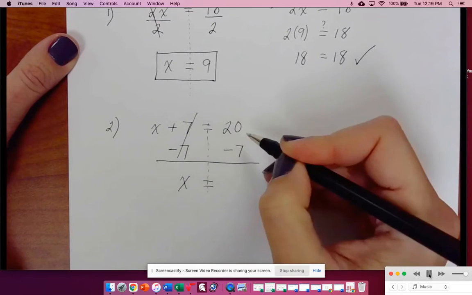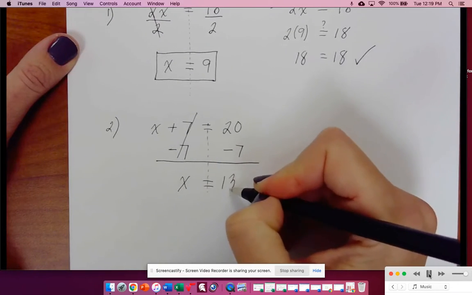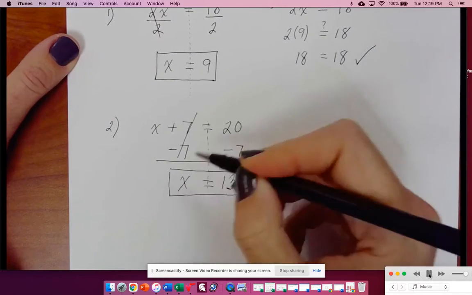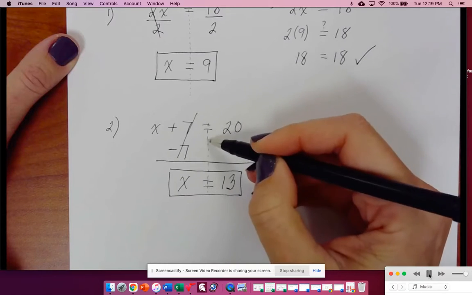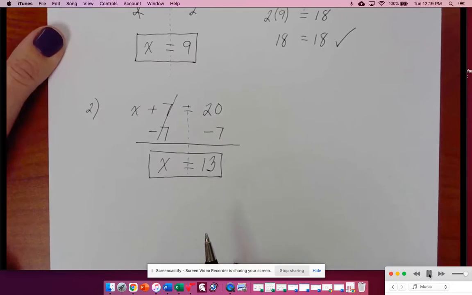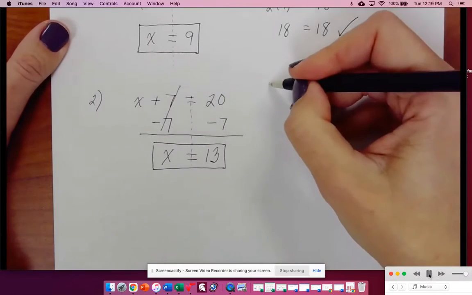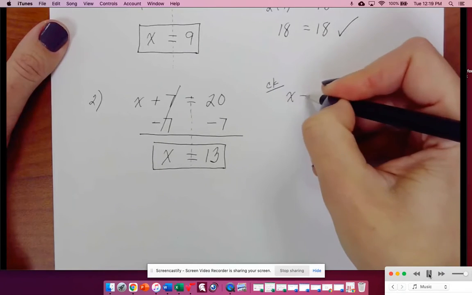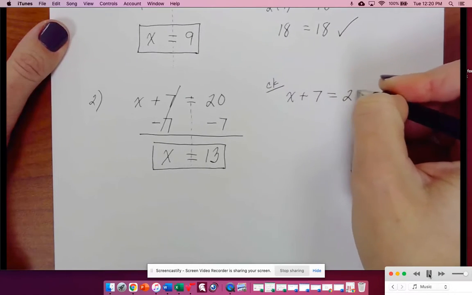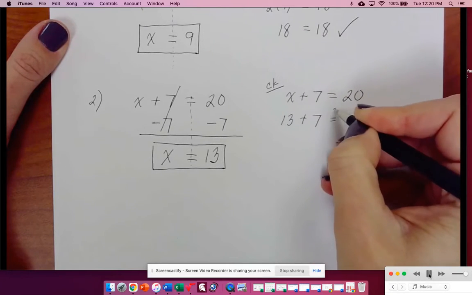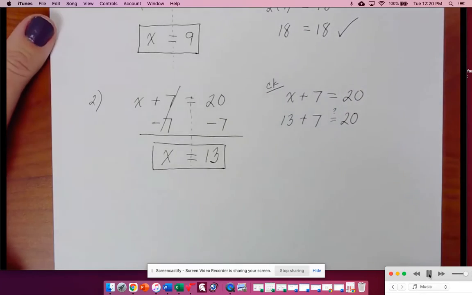So that's what we think our answer is. Notice I am putting the equal sign on the dots. I'm trying to line it up right underneath. That is very important. Stay organized. And now for the check. Label it. Copy the original problem. Sub in your answer. Is this actually going to work? 13 plus 7, and that works. Very nice.